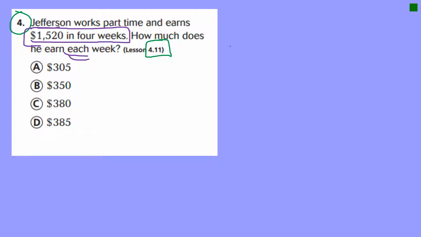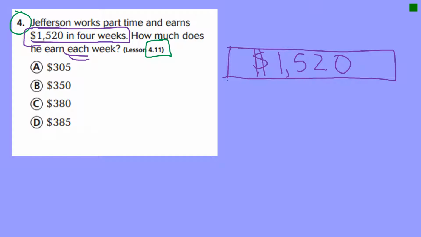Okay, do you remember what they're asking? So look at this, guys. That's $1,520 he earns in 4 weeks. So how much does he earn in each of those weeks?